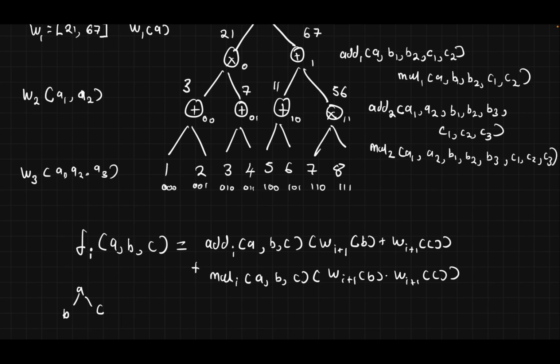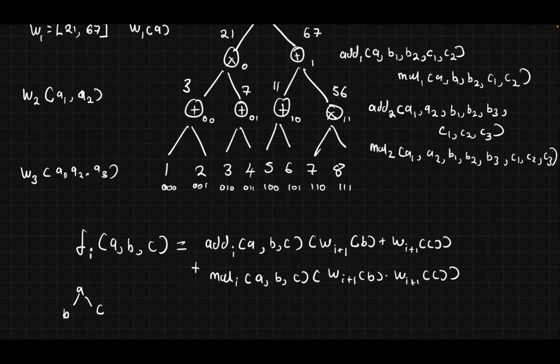Yeah, so that's what it does. In that Fi of A, B, C, A is the output of the gate, B is the left input, C is the right input. But not the actual values, the index. So you now use this W to get the actual values. That's just the index.